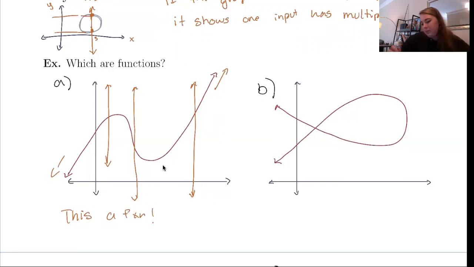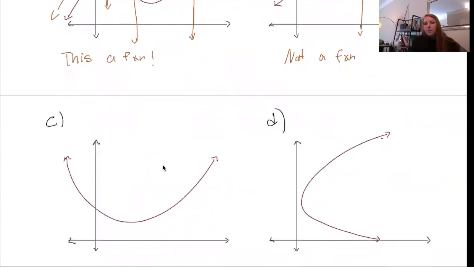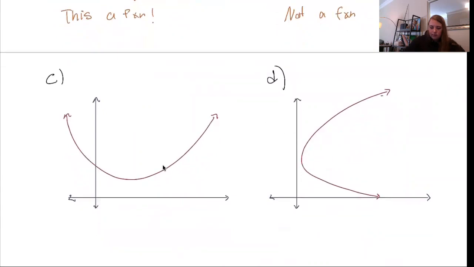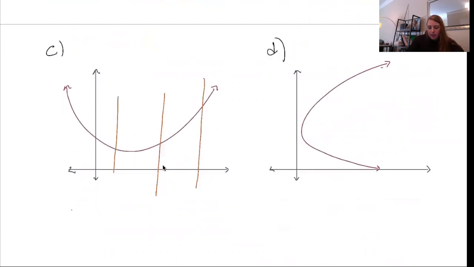What about for B? Kind of looks like a fish. So I can draw a vertical line right here and it passes twice. So that means when x is at this value, it'll give me these 2 different outputs. So no, not a function. What about the next 2, C and D? C kind of looks like a smiley face. What are your thoughts? I would say that this is a function.